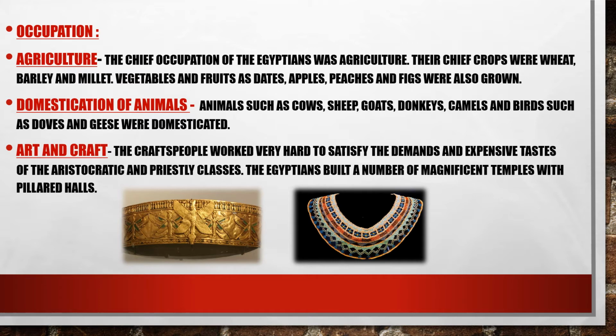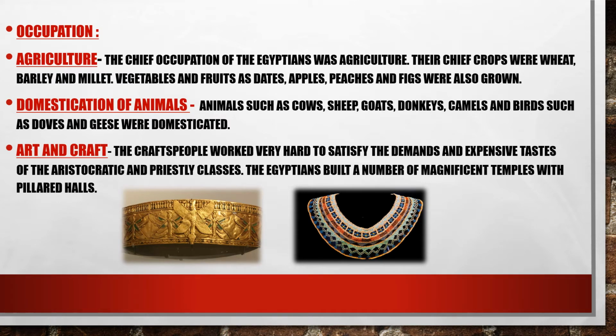Occupation. The first one is agriculture. The chief occupation of the Egyptians was agriculture. Why? Because the fertile soil, the abundant supply of water from the Nile and a vast irrigation network enabled them to grow crops throughout the year. That is why the chief occupation of the Egyptians was agriculture. Their chief crops were wheat, barley and millet. Not only crops, vegetables and fruits such as dates, apples, peaches and figs were also grown there.